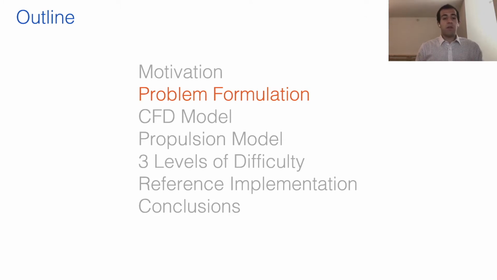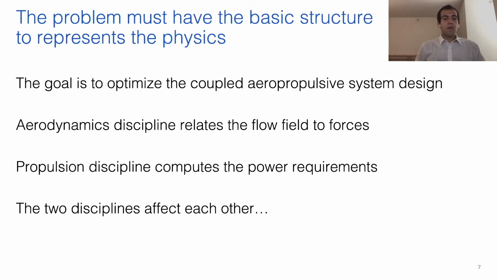And in this presentation, I'm going to talk about the problem formulation we came up with, the CFD and the propulsion models, the 3 levels of difficulty we designed, and the reference implementation. And to start with, the reference test problem must have the basic structure to represent the physics. The goal is to optimize the coupled aeropropulsive system design, and the aerodynamics discipline relates the flow field to forces, and then the propulsion discipline computes the power requirements, and the two disciplines affect each other.